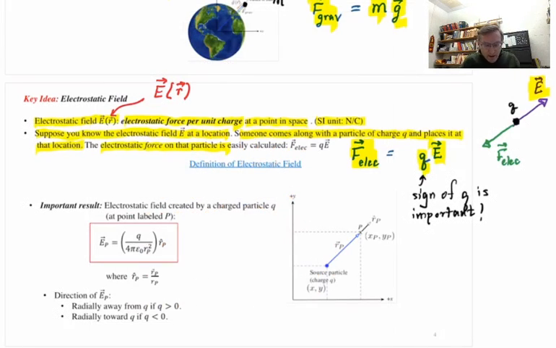Okay, and now we are to this important result. I've got it here in the red box, and it is the result for the electrostatic field created by a charged particle Q at a point labeled P. E arrow, and I add that subscript P. The books don't tend to do that, just to emphasize that you have to pick the point. You call it P or whatever you want to call it, but you've got to tell us where the point is. The electric field depends upon the point where you're at. And the formula for calculating it is Q over 4 pi epsilon 0 r squared times r hat.